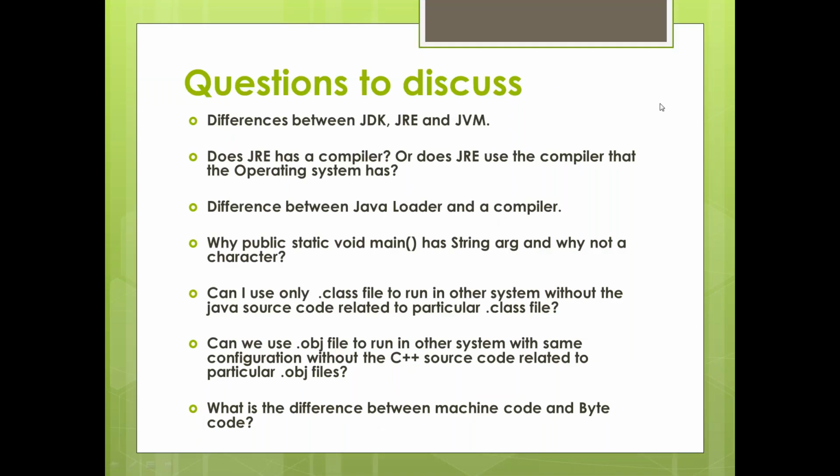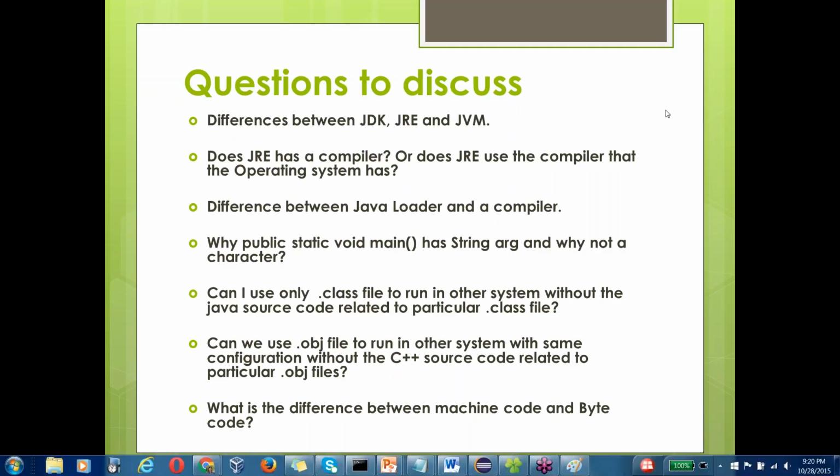The next question is, does the JRE have a compiler, or does it use the compiler that the operating system has? As I mentioned, JRE is just a runtime environment. It will not include your compiler. Compiler is part of your JDK. So basically, why do you need a compiler?